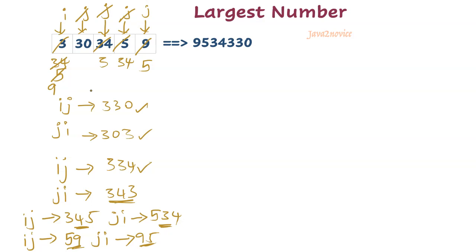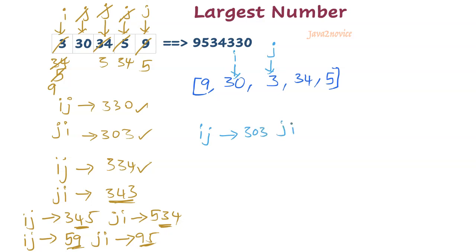We are done with one of the inner loop iterations. Before going to the next outer loop iteration, I will rearrange the array. Since we have already fixed the index 0 position, i will be moved to the next index. i will be here. j will always be i plus 1, so j will be here. Now in this iteration, ij will form 303, ji will form 330. Since 330 is bigger than 303, we will swap both i and j. 3 will be here, 30 will be here. Now in the next iteration, j will move here.